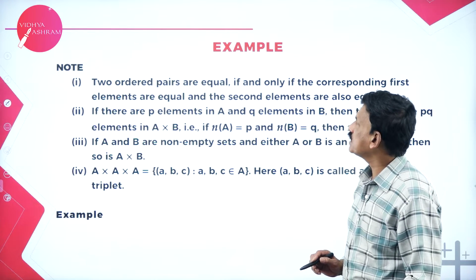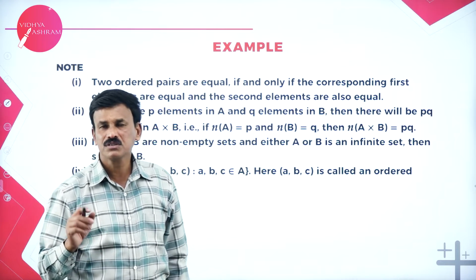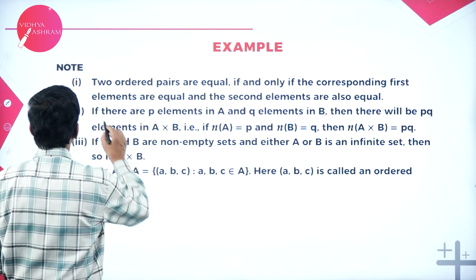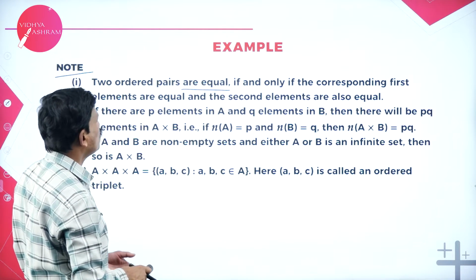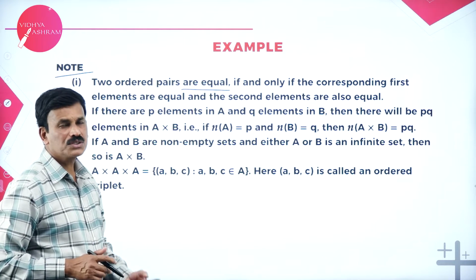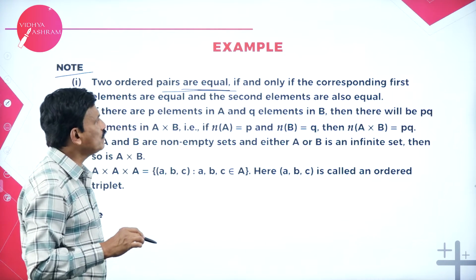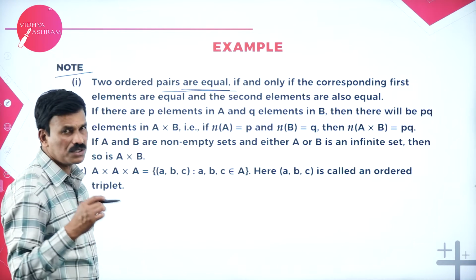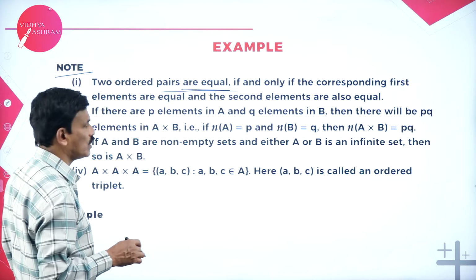Now let us come to the next one, the properties. Let us see a few properties. Let's have a few notes on this Cartesian product. Two ordered pairs are equal if and only if their corresponding first elements are equal and the second elements are also equal. Then only the Cartesian products of A and B are said to be equal.